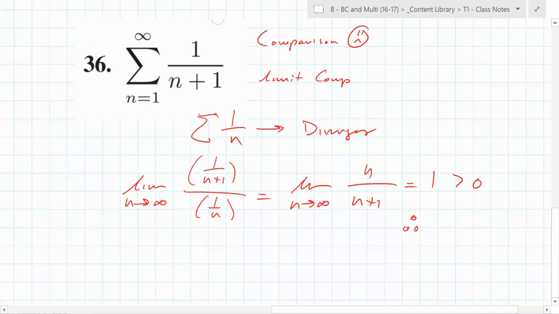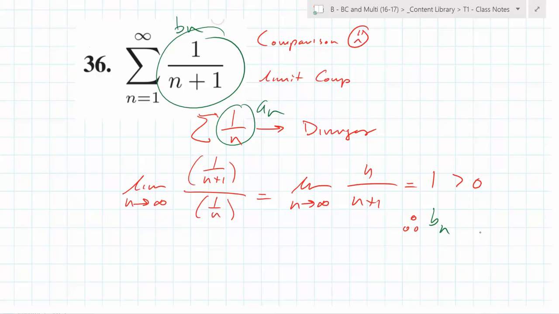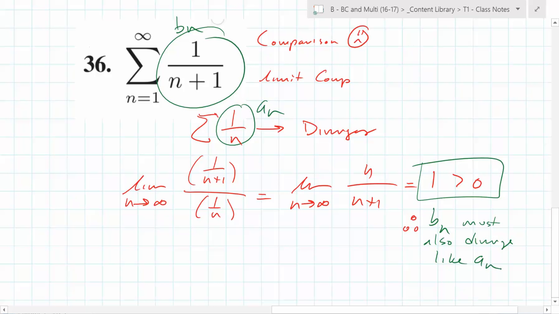Greater than 0, therefore must also, and this is how I would label it. I would call this whole thing bn, and this one an. Therefore, bn must also do what? I thought the relationship with 0 didn't matter, just the fact that it came to an integer. It has to be greater than 0 on this one, right? For limit comparison, it needs to converge to something greater than 0. Yeah, that's what this means right here. Therefore, bn must also diverge, like an. Does that make sense?